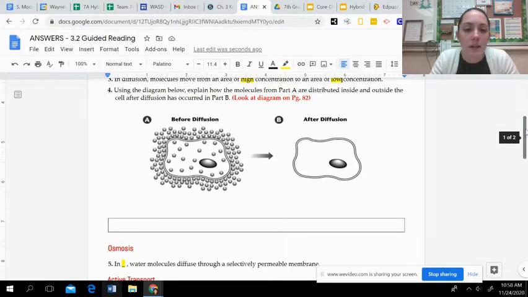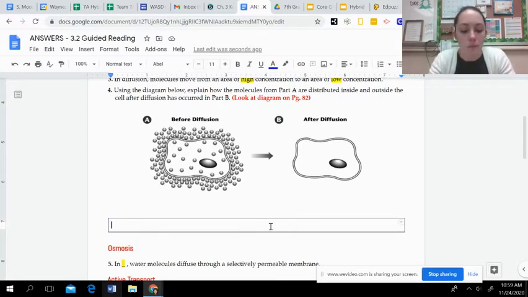Question 4, you're looking at the diagram, and you can also look at the diagram on page 82 in the book, but you're looking at before diffusion, how these molecules are situated around the cell and inside the cell a little bit, and then as diffusion happens, what would happen to those molecules. So the answer we're looking for, I just said that after diffusion, the concentration of molecules is the same inside and outside of the cell.